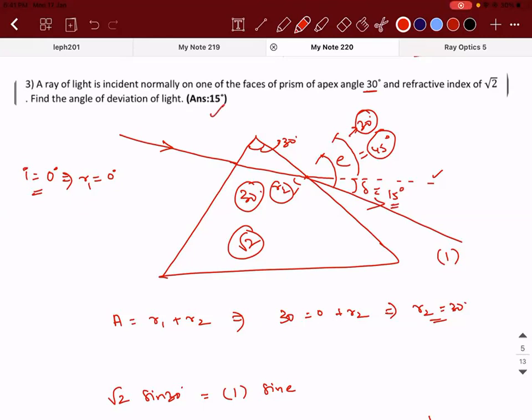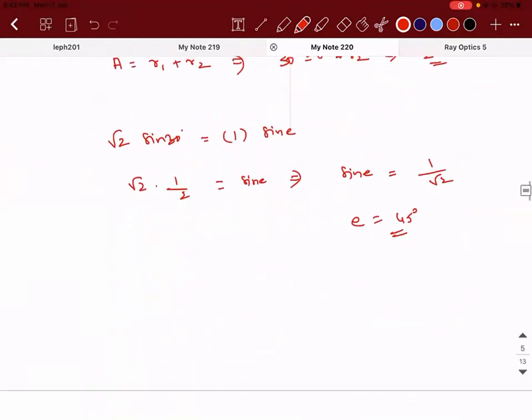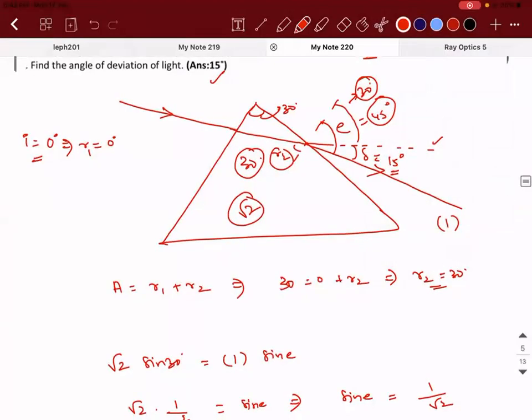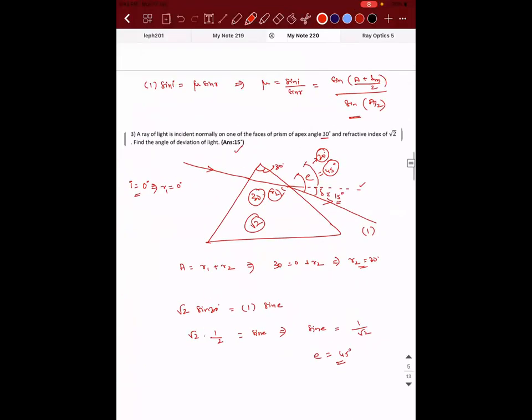Is that clear? Is that clear, guys? Yes, sir. Sir, can you show those steps? Yeah. So copy the diagram properly. You try to draw it on your own. If you have any doubt, ask.